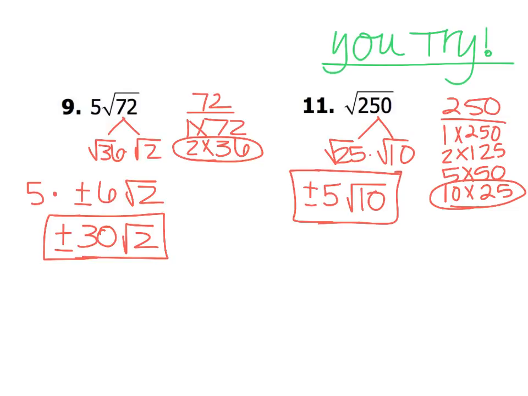Now number 11, we want to look for factors of 250 that are perfect squares. So we start listing out the factors of 250. We get to 10 times 25 and we see that 25 is a perfect square. So we want to break down the square root of 250 to the square root of 25 times the square root of 10. We can take the square root of 25 and we get plus or minus 5, and we bring down the rad 10 because we can't simplify it any further. So we get plus or minus 5 times rad 10, and that is our simplified radical.